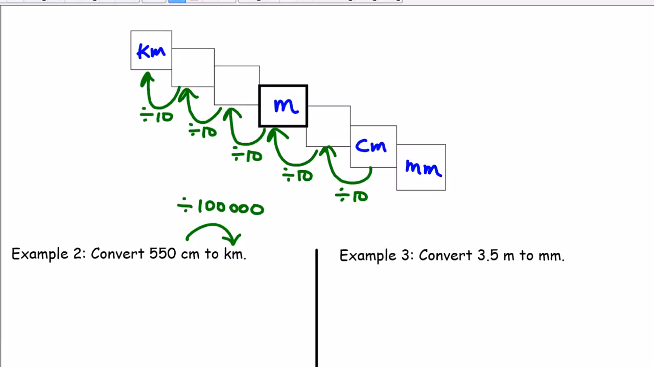So if we're to convert 550 centimeters to kilometers, that will be equal to 550 divided by 100,000, which will be equal to 0.0055 kilometers.